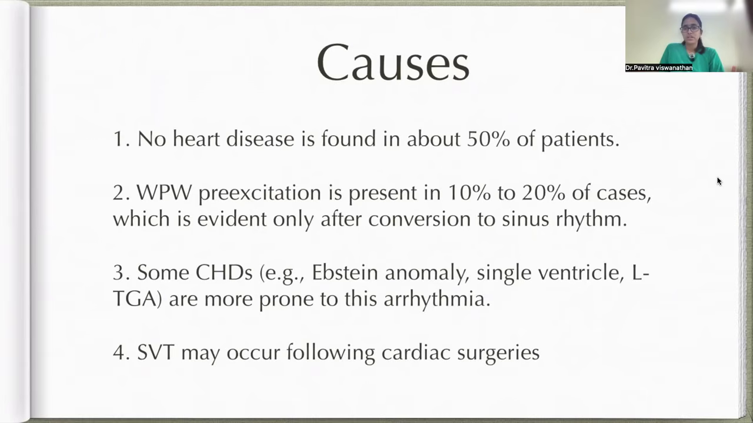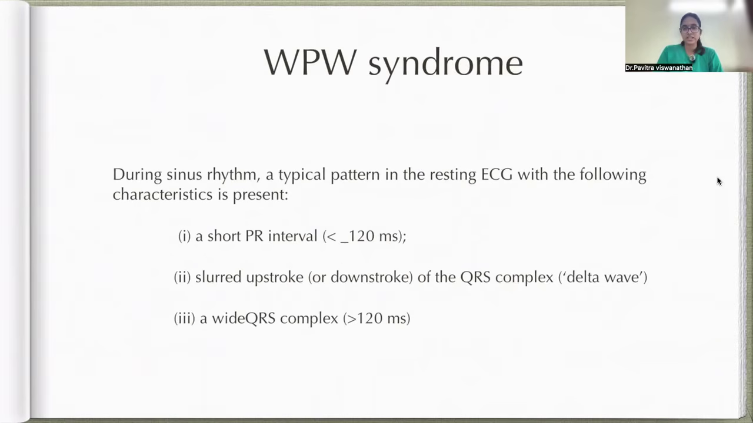Okay. So what causes this generally? Most of the time, in 50%, heart disease is not there. Around 20% can have WPW excitation, but you will find that out only after converting back to sinus rhythm. Some congenital heart diseases like Ebstein anomaly, single ventricle, and LTGA are more prone to have this supraventricular tachycardia. And post cardiac surgery, you generally end up having junctional ectopic tachycardias.